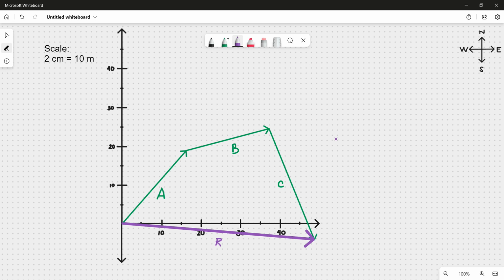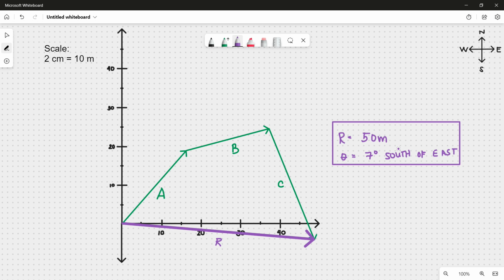In this case, the total displacement R has a magnitude of 50 meters and points south of east. Using its magnitude and direction, this vector can be expressed as R is equal to 50 meters, angle theta 7 degrees south of east. The head-to-tail graphical method of vector addition works for any number of vectors. It is also important to note that it does not matter in what order the vectors are added.